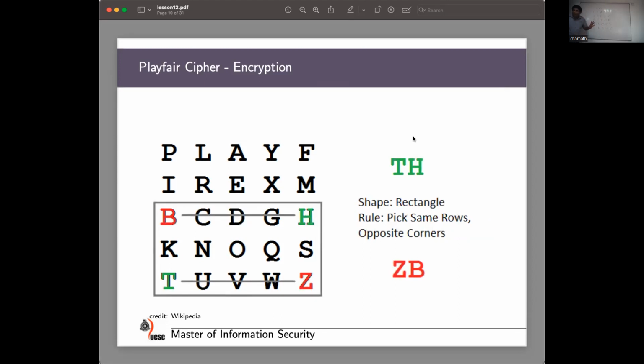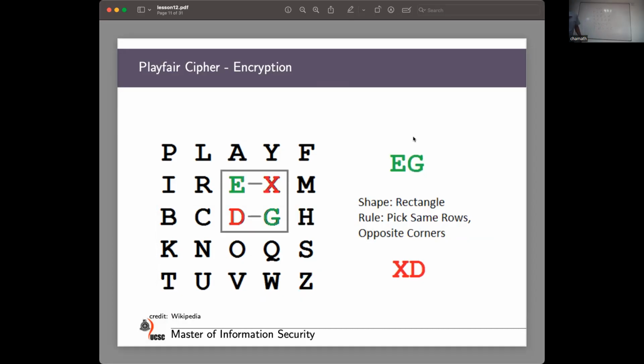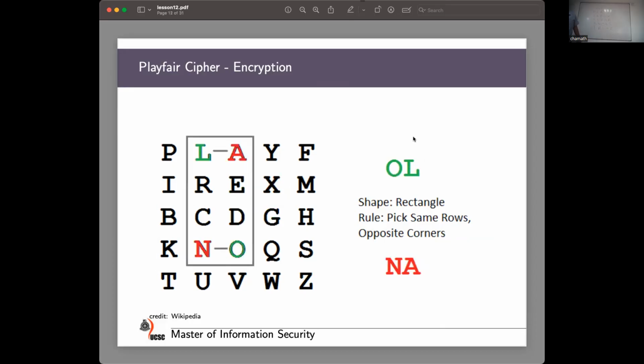Actually, this is not really a secret cipher, but it has a bunch of rules like this. Again, for T and H, T is over here, H is over here, two corners. Then you use the other two corners. Again, the corners can be like this: E and G on this. They have two corners, so use these two. So it can be like this as well.